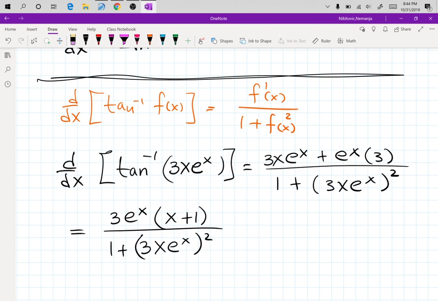Sure. Tangent line with the inverse trig. Woohoo.